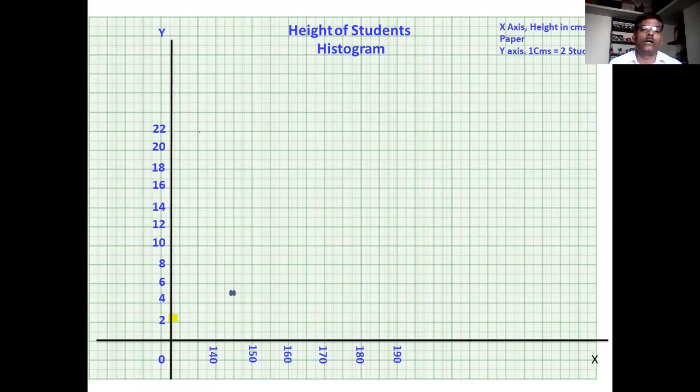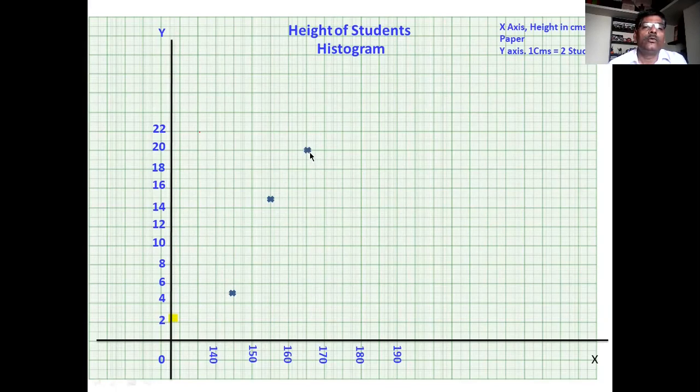You see here, first I will plot. 5 is the value. I plotted 5 here, in between 140 and 150, at exactly the center point. Center point you have to put. Then the next value is 15. 15 is plotted exactly in between 150 and 160. Like that you have to plot the values or frequencies.